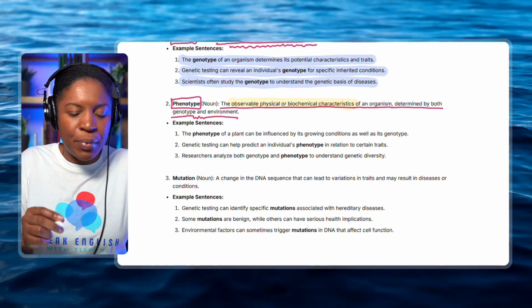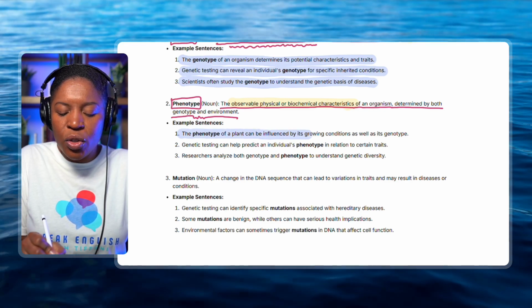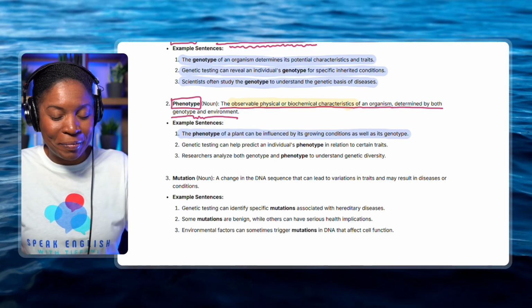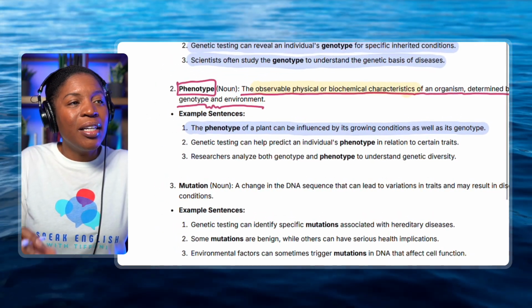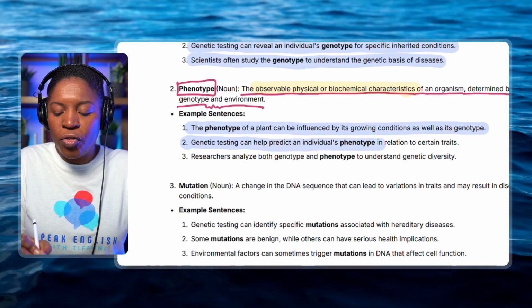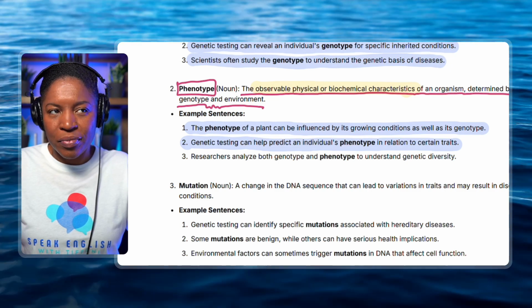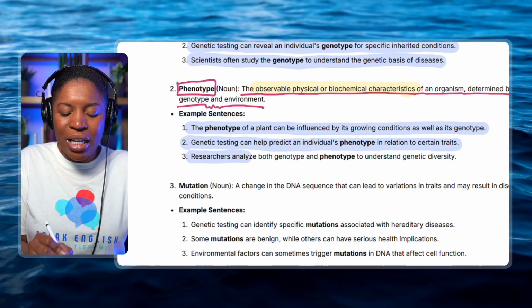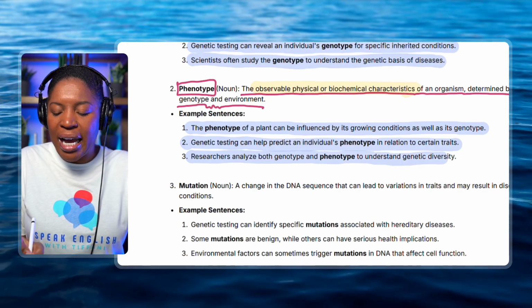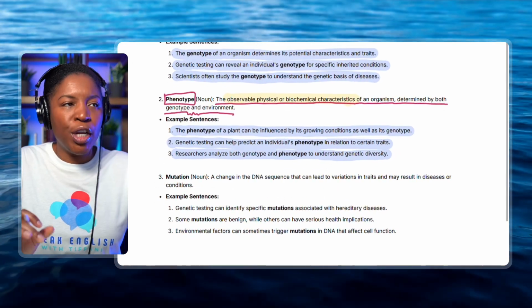Here's the first example sentence. The phenotype of a plant can be influenced by its growing conditions as well as its genotype. Next, genetic testing can help predict an individual's phenotype in relation to certain traits. And finally, researchers analyze both genotype and phenotype to understand genetic diversity. All right, again, speaking about phenotype.